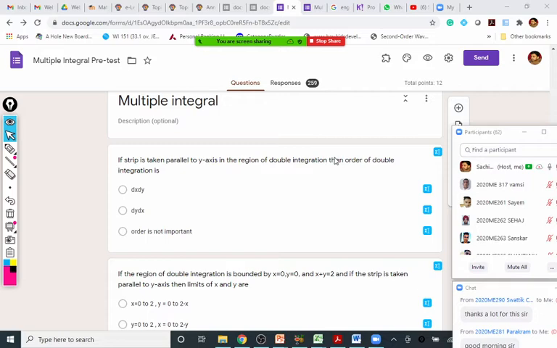So here, if the strip is parallel to y-axis, what should be the order of double integration? dy dx is the answer. Yes, correct. dy dx when the strip is parallel to y-axis. Correct.